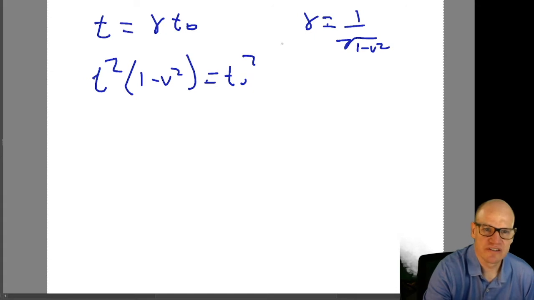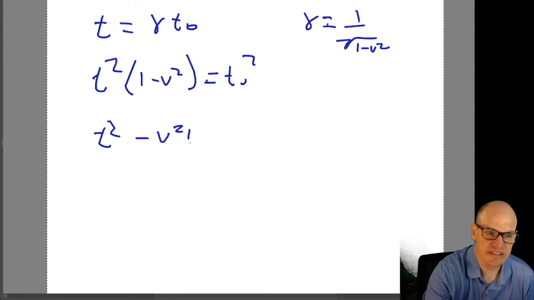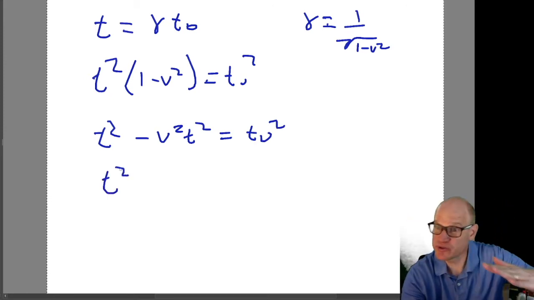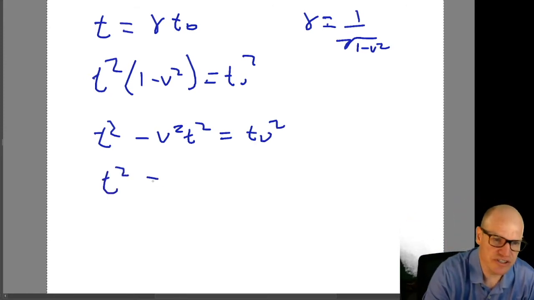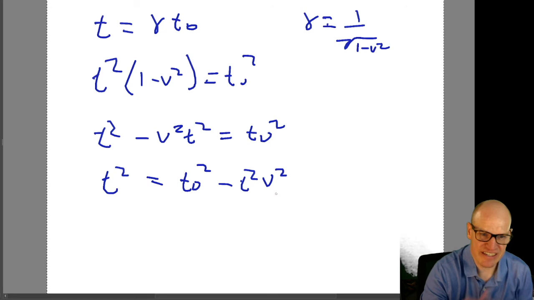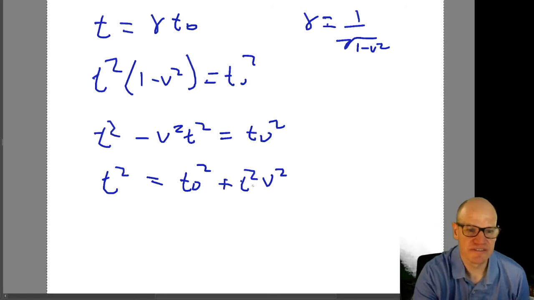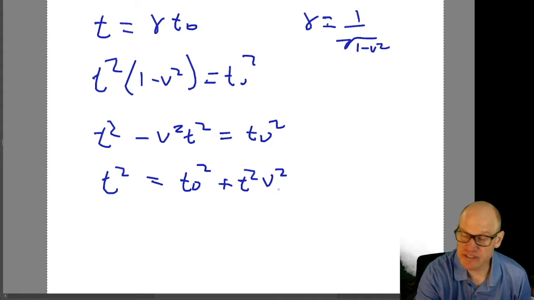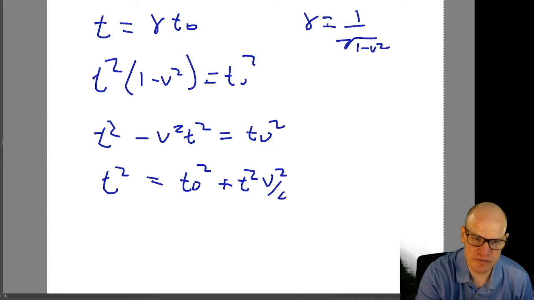And so I'm going to square both sides, and I'm going to multiply this up, and then I'm going to get t squared minus v squared t squared equals t naught squared. And then I'm going to go t squared, which is the hypotenuse. The hypotenuse was equal to t naught squared minus t squared v squared, like that. Okay, if I needed to put the c's in there to make all the units work out correctly, then this would be over c squared.